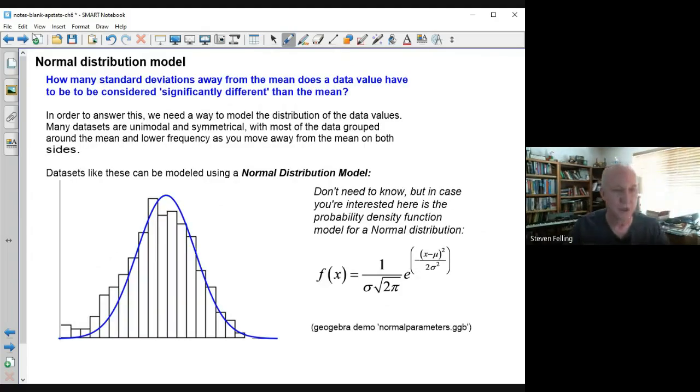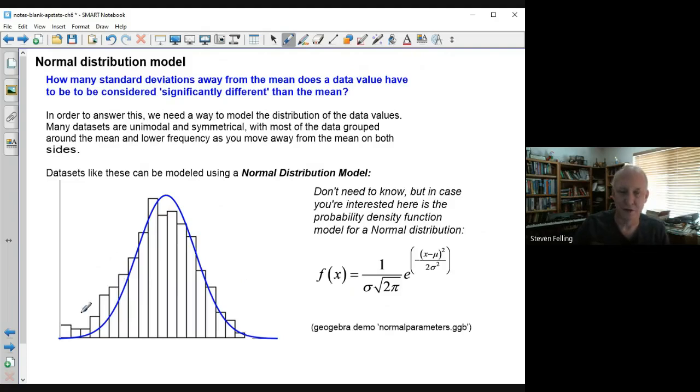Okay. Next thing we want to talk about is how many standard deviations away from the mean does a data value have to be considered significantly different from the mean? Yeah, and we said in general, right, maybe 2 standard deviations, but we didn't really justify that. So one way to answer this would be if we had a way to model the distributions of data values, right? We know that many data sets are normal and symmetrical and have this kind of mound shape, right?